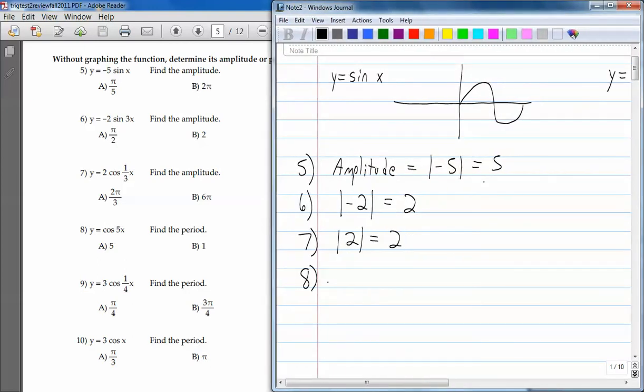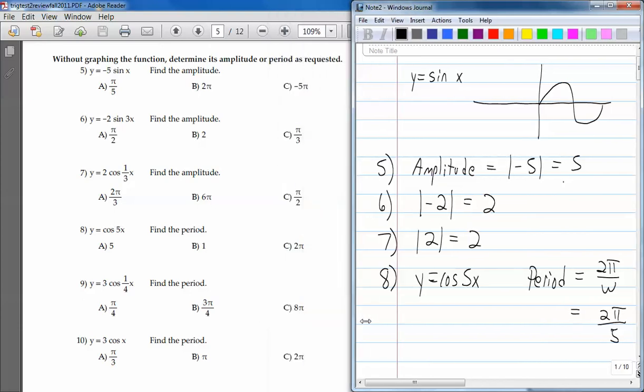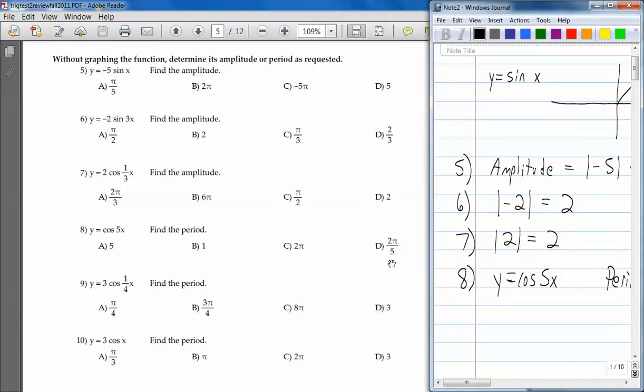Number 8, find the period. So we have y equals cosine of 5x. The period for sine, cosine, secant, and cosecant is 2 pi divided by omega, or 2 pi divided by, omega is what's in front of the x, so 2 pi divided by 5. So it's 2 pi over 5, or 2/5 pi. And that's D.